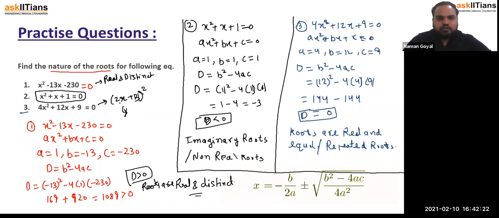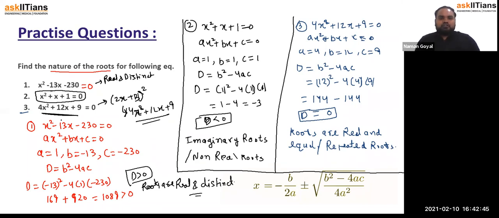what? Listen, a square, which is 2x square, which is 4x square, plus 2ab. 2 into 2x is 4x, 4x into 3 is 12x, and plus 3 square, which is 9. So if you see, this is and this is same.